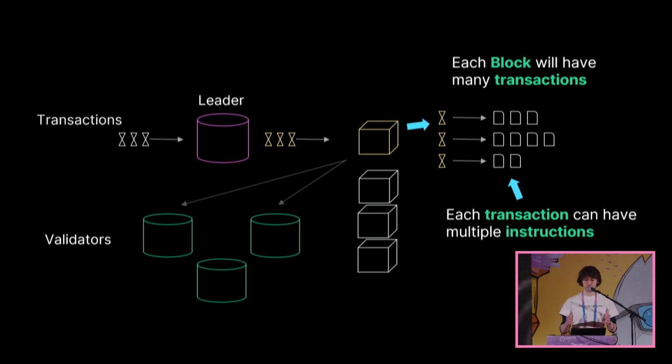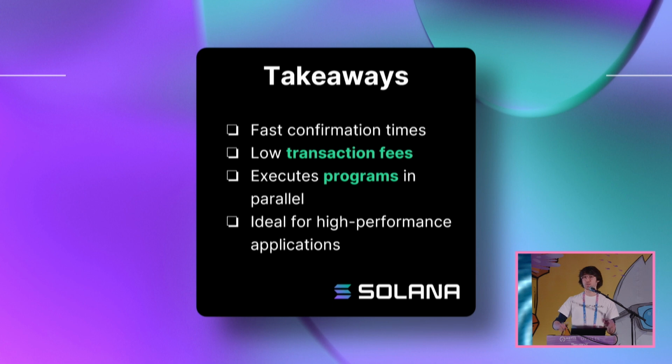But these collective innovations, proof of history, parallel execution, and the core mechanism I just described, contribute significantly to why Solana can achieve those core benefits I mentioned a moment ago. So some key takeaways from those few slides: number one, Solana has fast confirmation times. Number two, Solana has very low transaction fees, usually a hundredth of a cent, sometimes a little bit more. Solana executes transactions or programs in parallel, and of course, Solana is ideal for high performance applications.